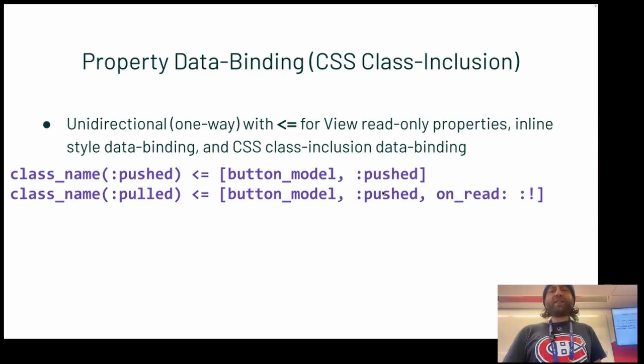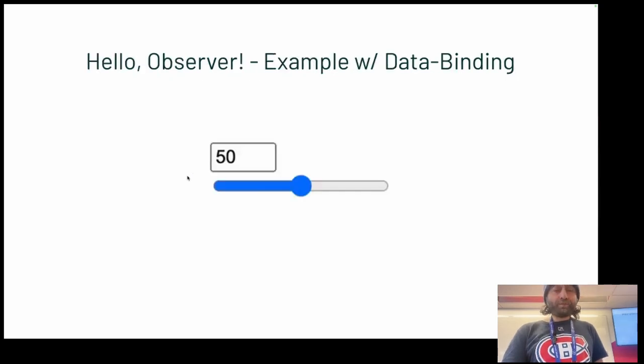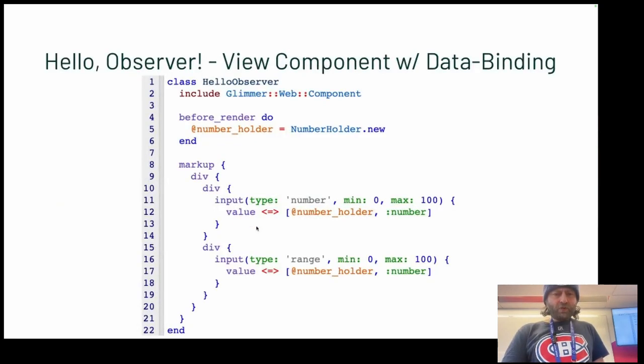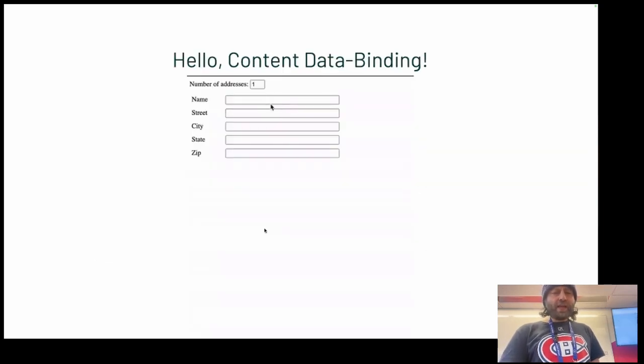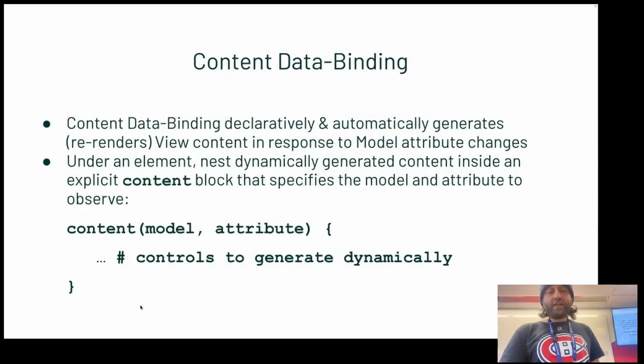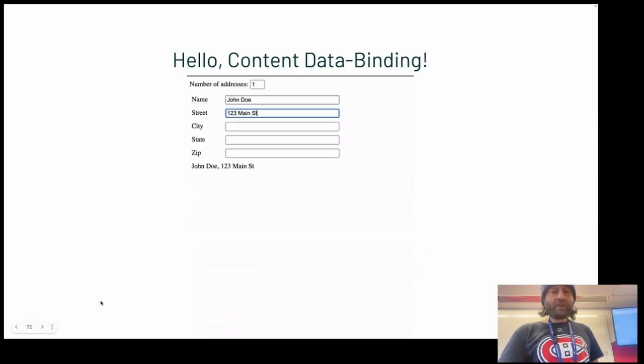Again, it enables us to decouple the view logic from the view and put it in presentation models. This makes the views a lot more readable, and they end up with a lot less code, so they're more maintainable as well. This is the data binding version of Hello Observer, which I already demonstrated. Content data binding, I already talked about. You say content model attributes, and every time this changes, this entire block is going to re-render.